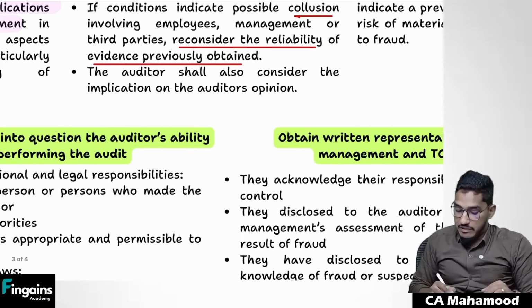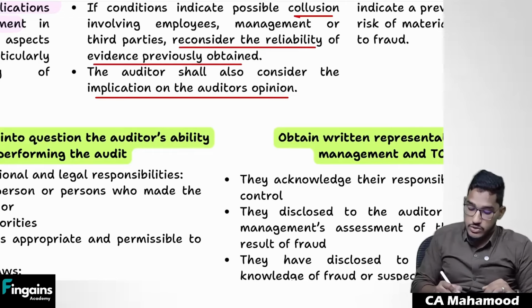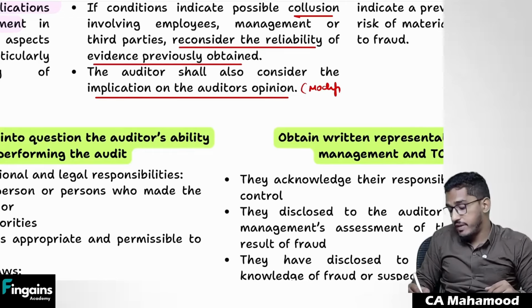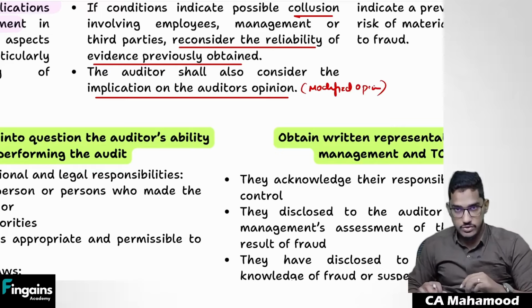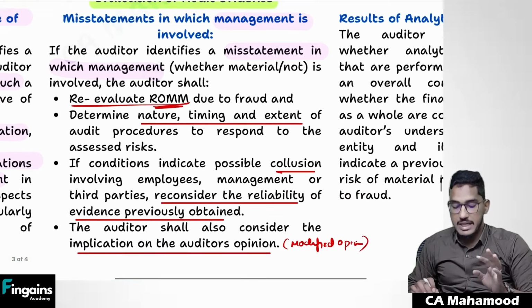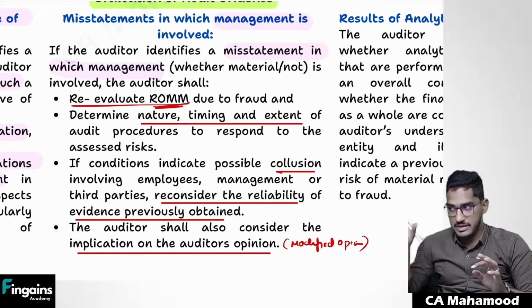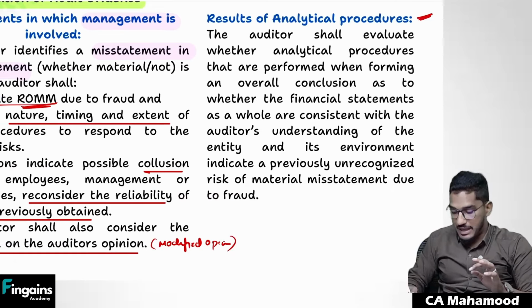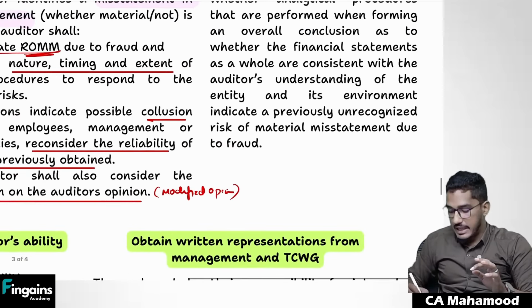And if appropriate, you can even consider implications on the auditor's opinion. If those misstatements are material, you can even give modified opinions. That is the meaning of considering the implications on the auditor's opinion. Clear, everybody? So this is what you are supposed to do if your evidence indicates that there is a misstatement in which management is involved. And finally, you need to perform analytical procedures also at the end of the audit.